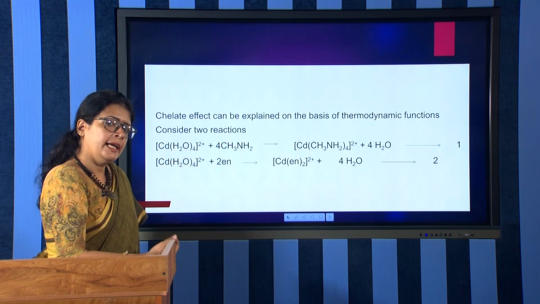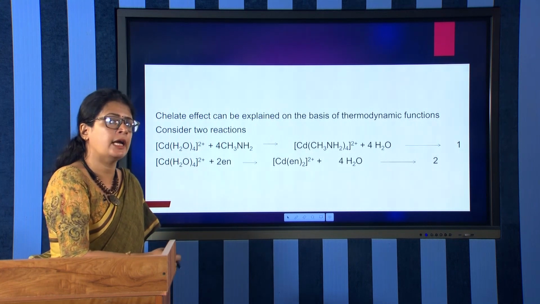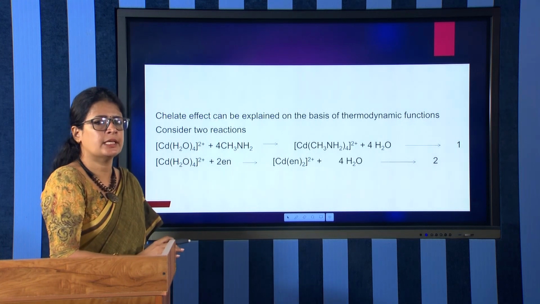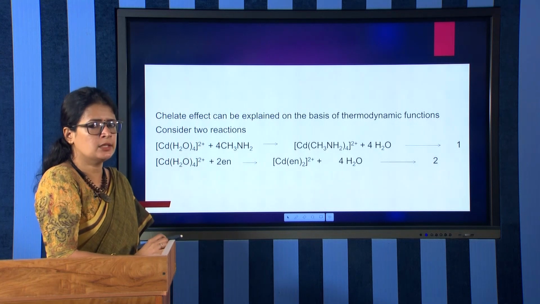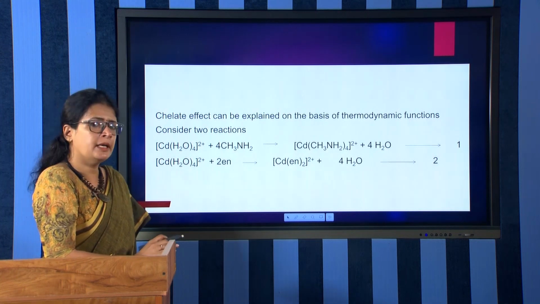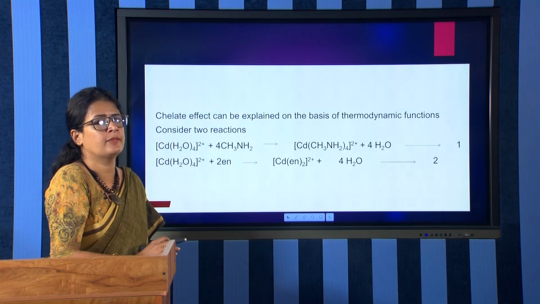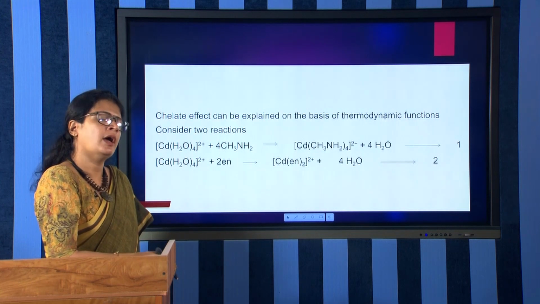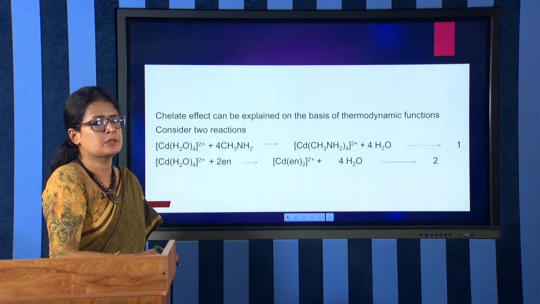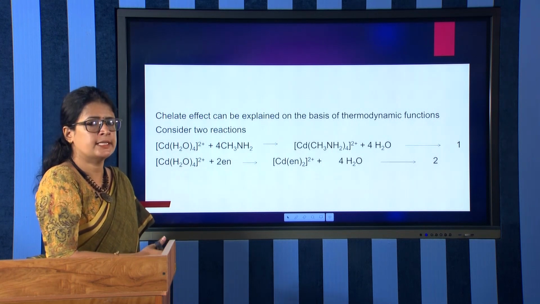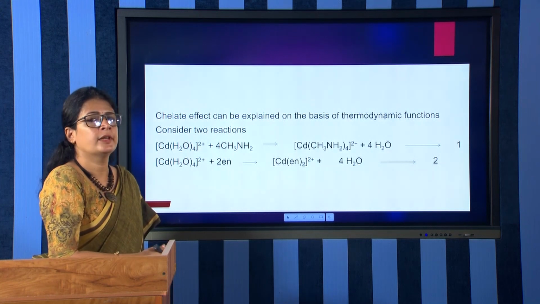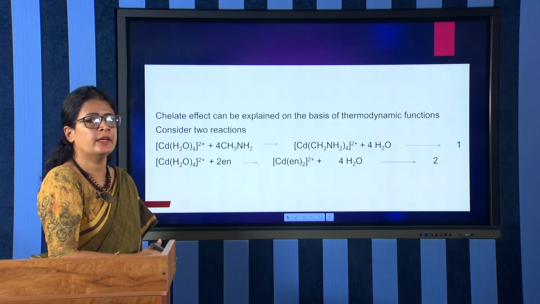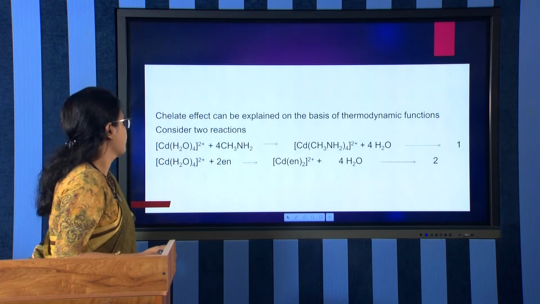And this is the chelate effect, that is, chelates are highly stable. I have already told that metal chelate complexes are very stable, exceptionally stable. What is the reason for this exceptional stability? It can be explained on the basis of thermodynamic functions. You have studied thermodynamics in the physical chemistry classes. There we considered different terms, that is enthalpy, entropy, free energy, etc. All will be discussed here.